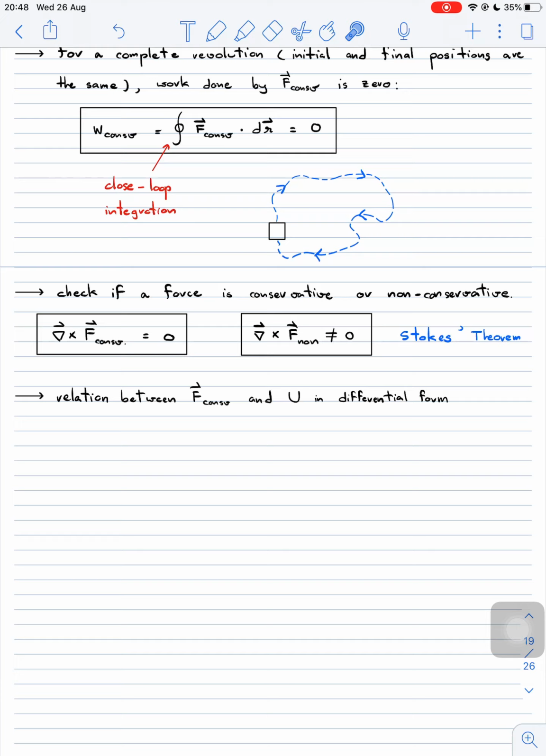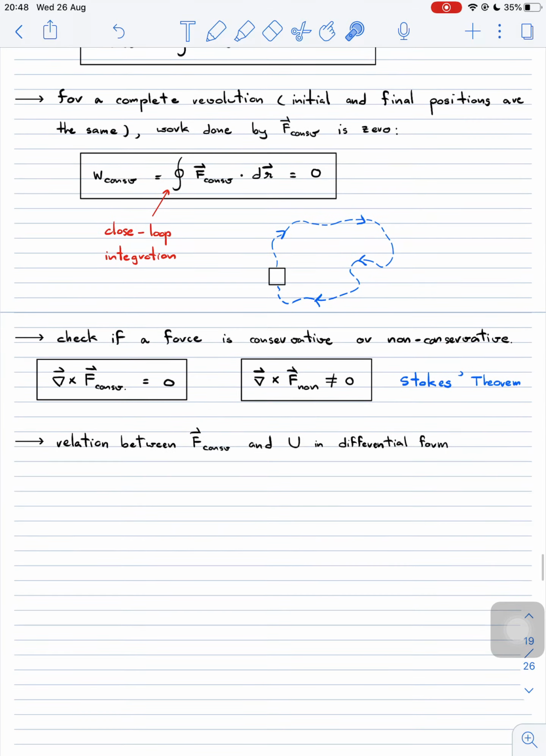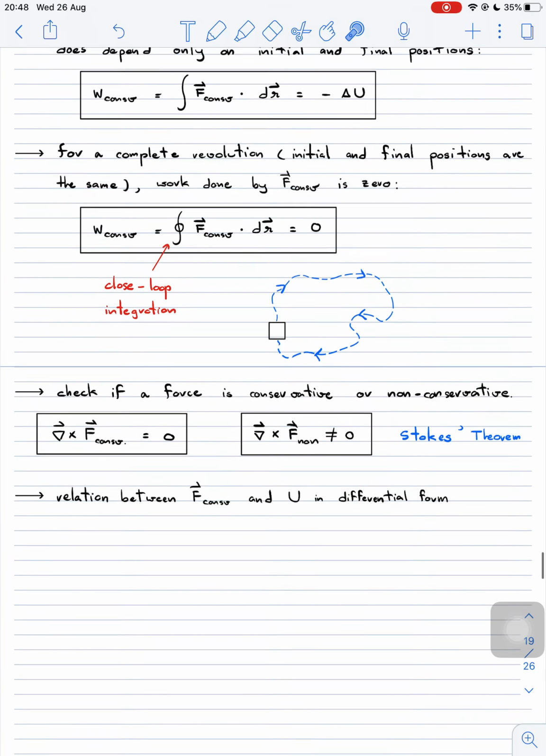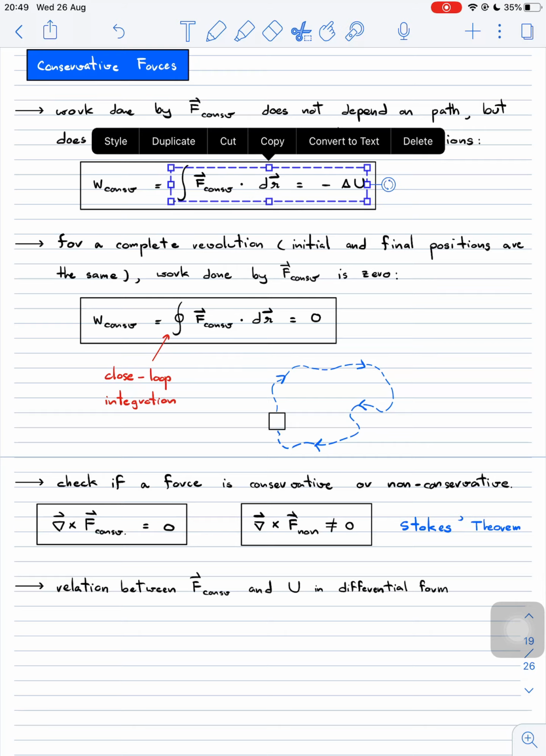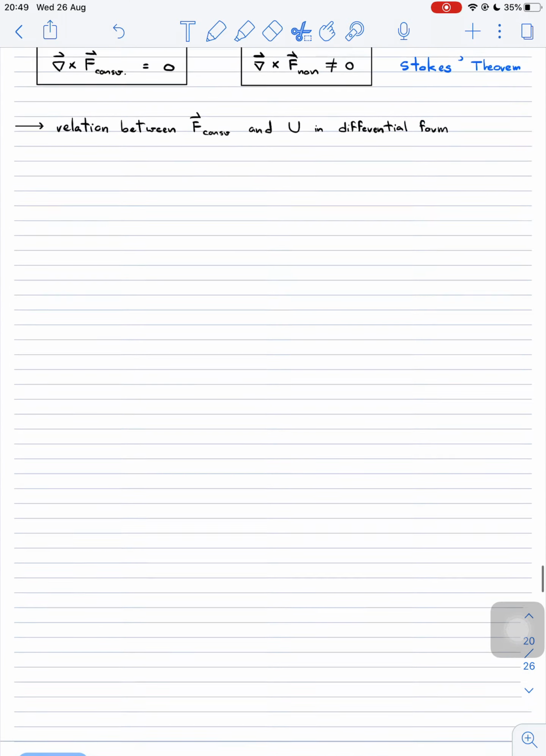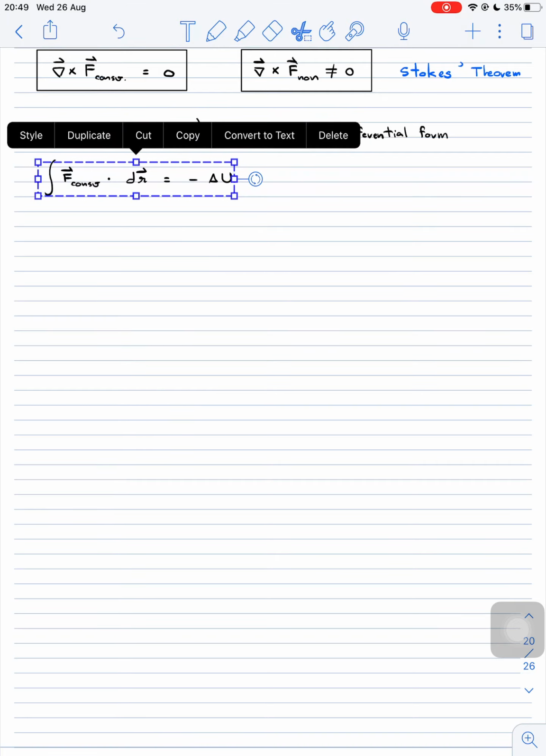Now let's come to the question. We want to find the relation between the conservative force and the potential energy in the differential form. So how? Let me use this relationship. There's going to be a little bit of math.